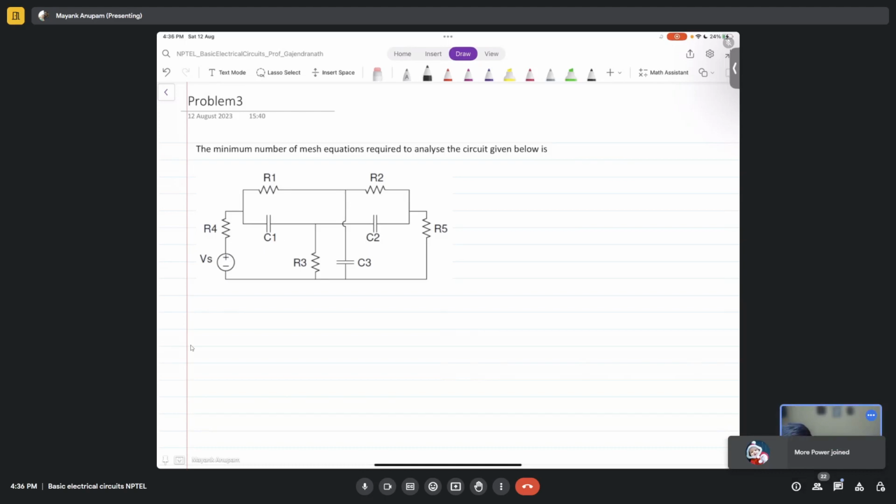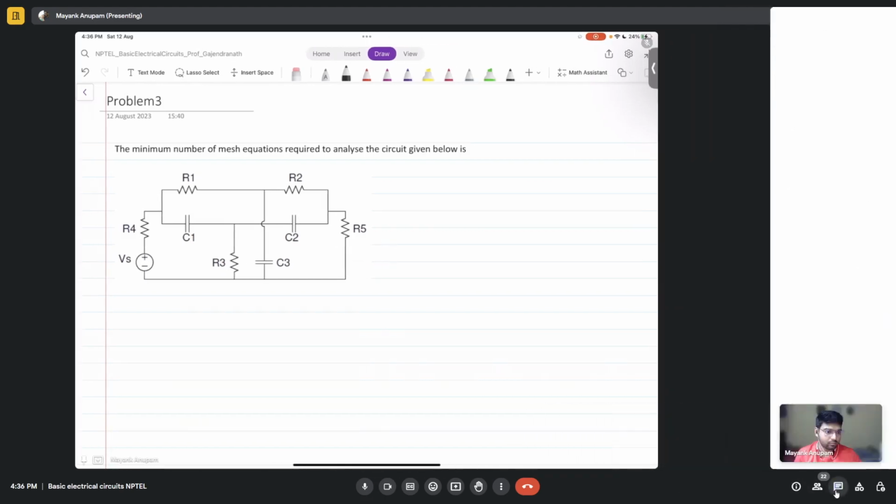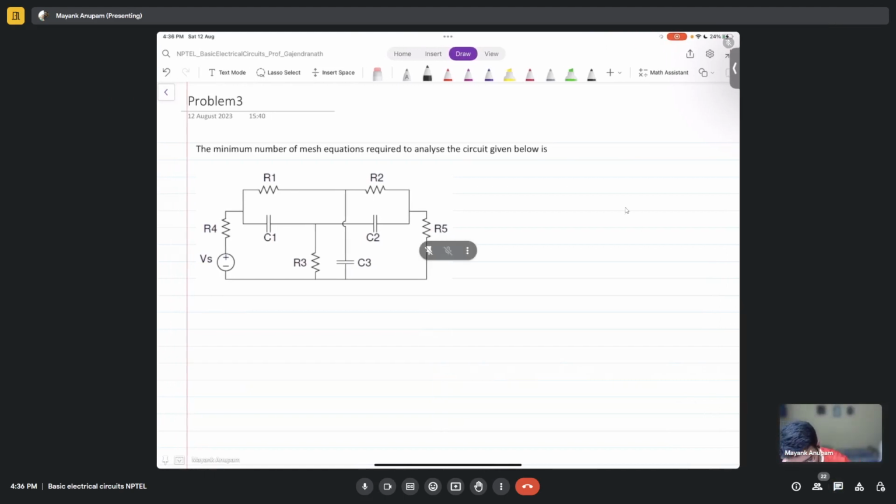So tell me, how many mesh equations? What is the minimum number of mesh equations required to solve this particular circuit? Sir, 4. How did you come up with that number? Based on the number of meshes, sir. There is R1, R2, and R5 and R6, so there are four instances. The person who said 4, I am interested in knowing how you came up with that number.